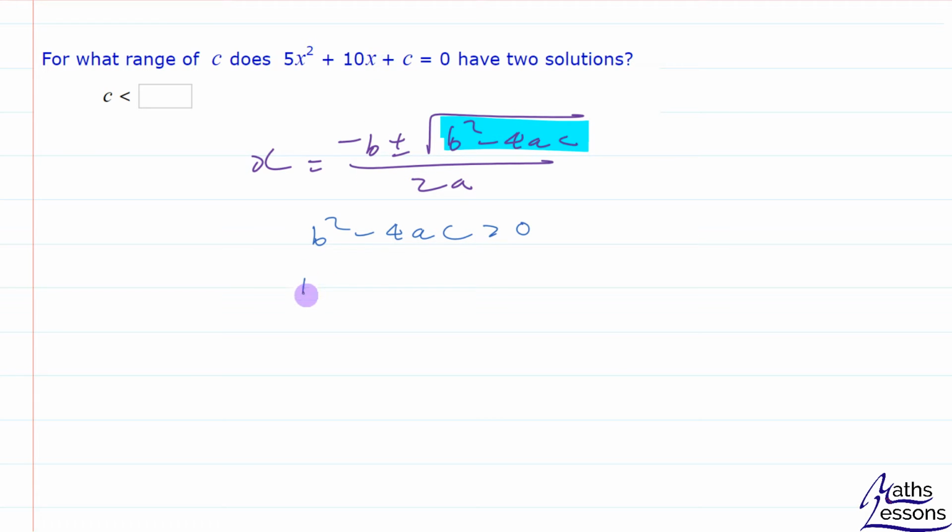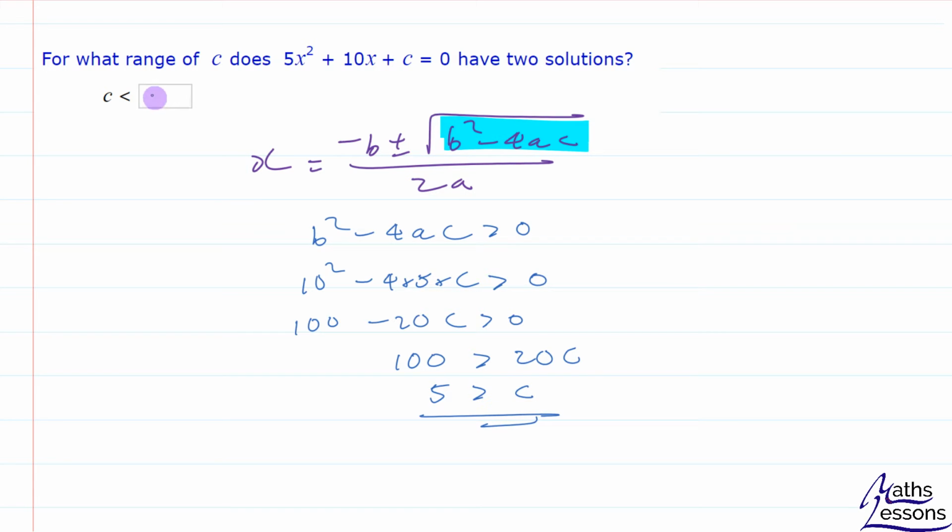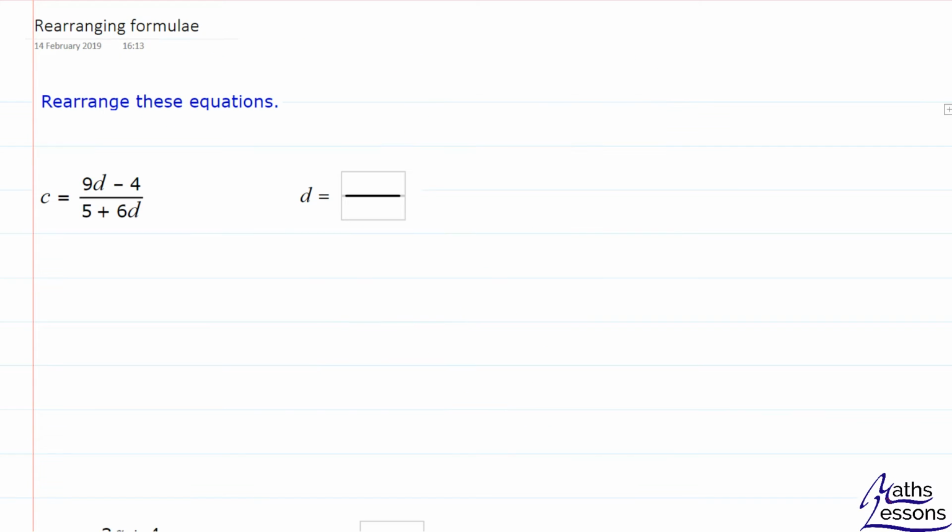So put the b in, so you get 10 squared minus 4 times a, 4 times 5, times c is greater than 0. So we get 100 minus 20c is greater than 0. So therefore 100 is greater than 20c, taking the c to the other side by adding 20c to both sides. And then we get 5 is greater than c. So c is less than 5.